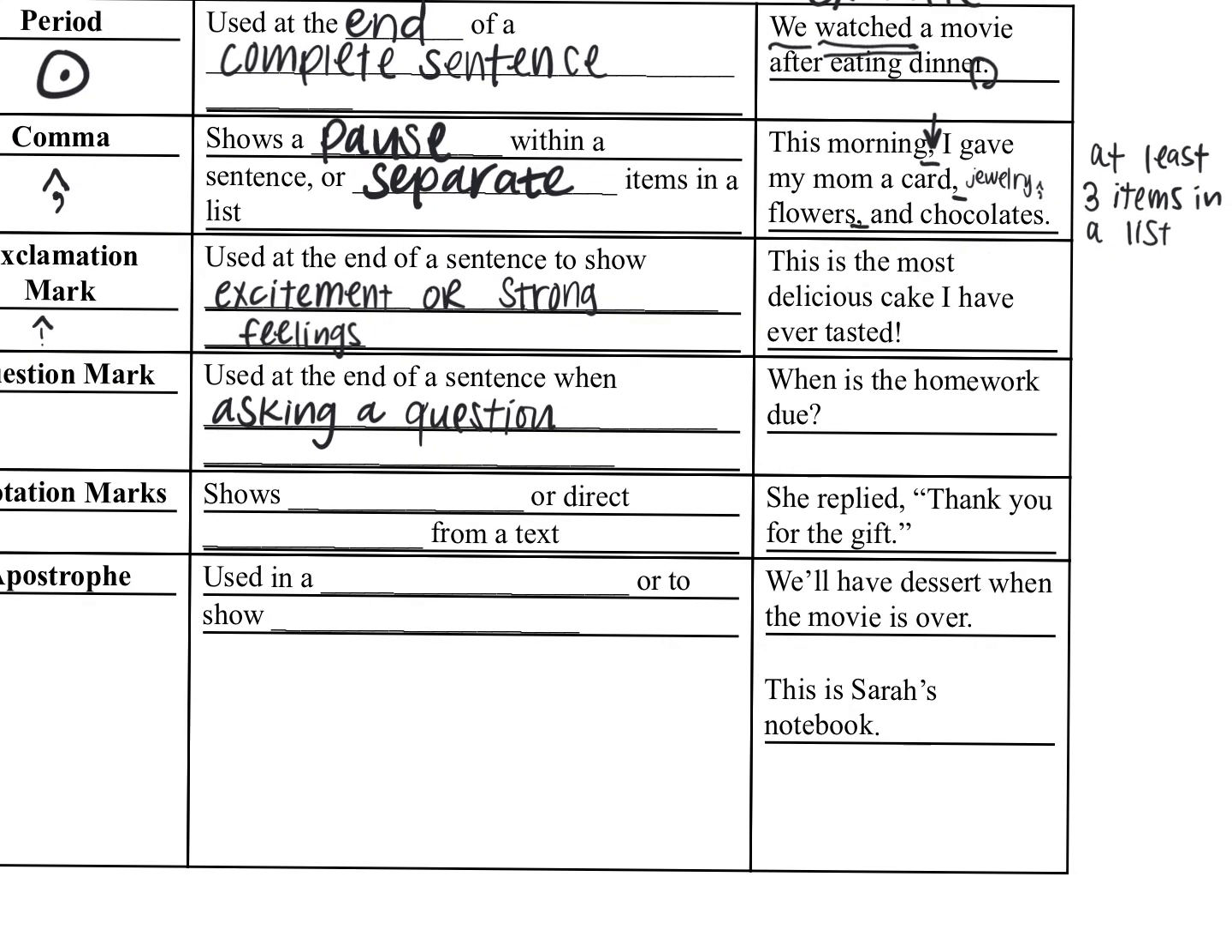So, when is the homework due? Question mark. Notice a lot of times when we're asking a question, we're going to start our sentences with things like when, why, how, where, who, okay. What is also another one. Who, what, when, where, why.